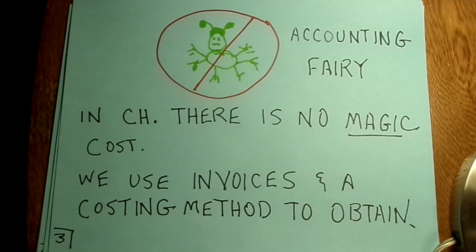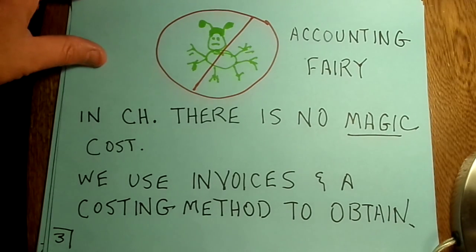In Chapter 5, if you remember, we were just told that the items had cost a certain amount. But in this chapter, we're actually going to be trying to figure out what cost to use for the merchandise that's been sold. So I point out here, no magic. We use invoices and a costing method to figure out the cost of the inventory we've sold.